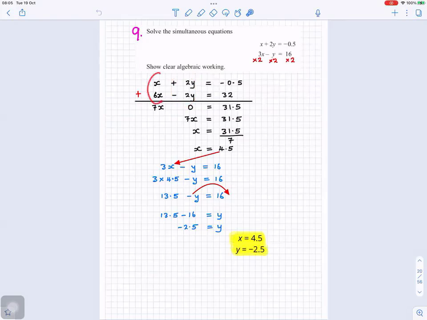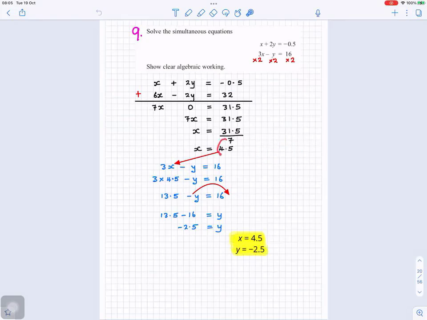So 6x plus x is 7x, 2y plus minus 2y is 0, and minus 0.5 plus 32 is 31.5. So 7x equals 31.5. x equals 31.5 divided by 7, which gives you 4.5. When we get x is 4.5, we need to find y.